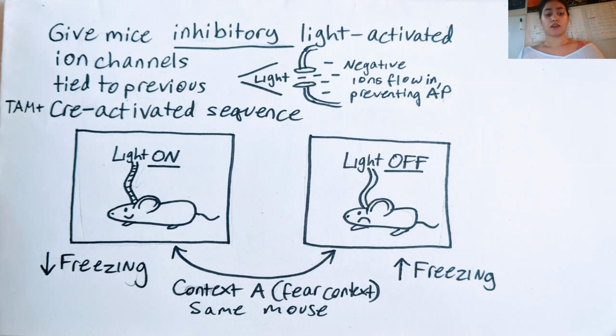So the first 3 minutes had light on, the following 3 minutes had the light off. So there was a much lower amount of freezing in context A with the optogenetic inhibition compared to without the optogenetic inhibition, comparing minute 1 to minute 4. So after the optogenetic inhibition stopped, the freezing levels were similar to those shown in the mice who had not had their neurons optogenetically inhibited.